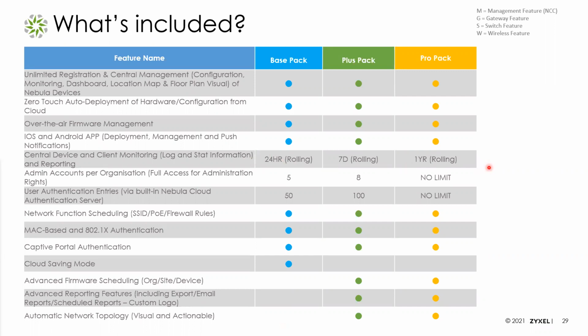The log information, user logs, things like that, with the free version of Nebula, you only get 24 hours of information stored in the cloud. If you go up to the Plus Pack, you get a week's worth of information stored in the cloud. And if you go up to Pro Pack, you get a year's worth of information stored in the cloud. Now, we still also support on the free version the ability to do syslog.